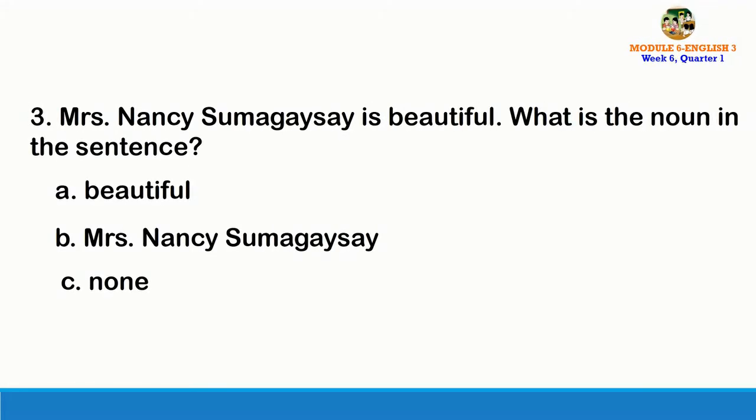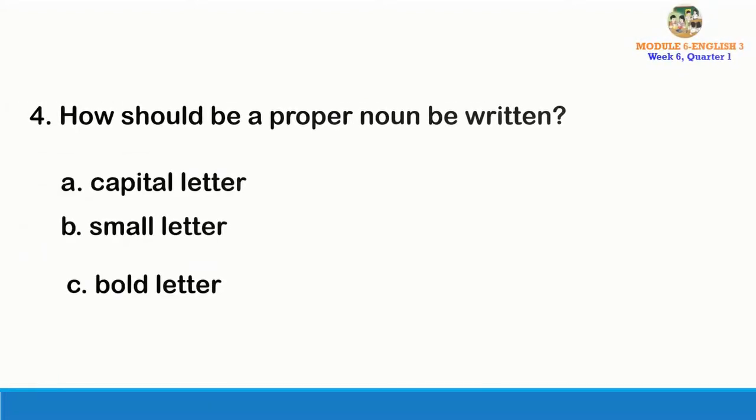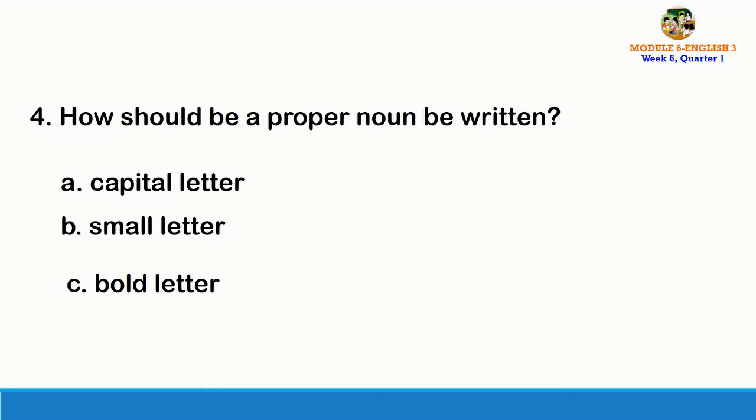Number 3. Mrs. Nancy Sumagaysay is beautiful. What is the noun in the sentence? A. Beautiful. B. Mrs. Nancy Sumagaysay. C. None. The correct answer is letter B, Mrs. Nancy Sumagaysay. Number 4. How should a proper noun be written? A. Capital letter. B. Small letter. C. Bold letter. The correct answer is letter A, capital letter.